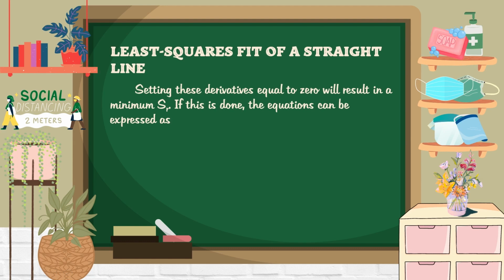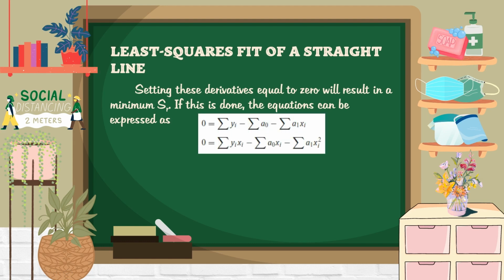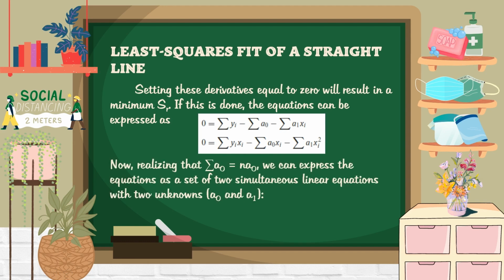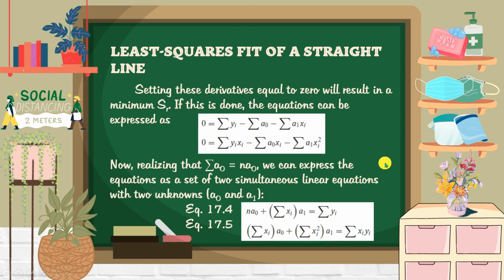If this is done, the equations can be expressed as 0 equals the summation of y sub i minus the summation of a sub 0 minus the summation of a sub 1 x sub i, and also 0 equals the summation of y sub i x sub i minus the summation of a sub 0 x sub i minus the summation of a sub 1 x sub i squared. Now, realizing that the summation of a sub 0 equals n a sub 0, we can express the equations as a set of two simultaneous linear equations with the two unknowns a sub 0 and a sub 1.